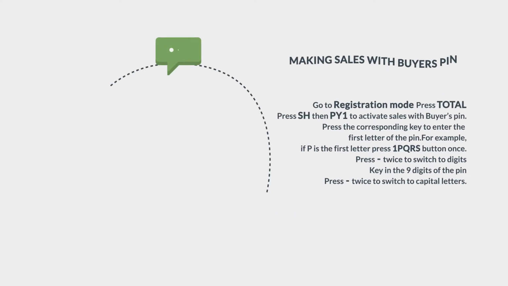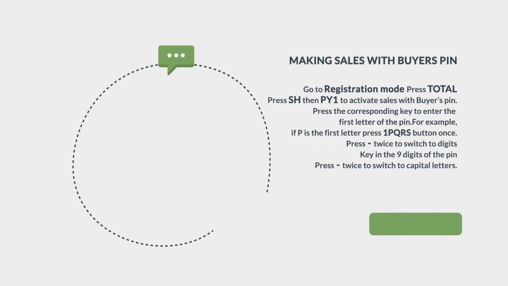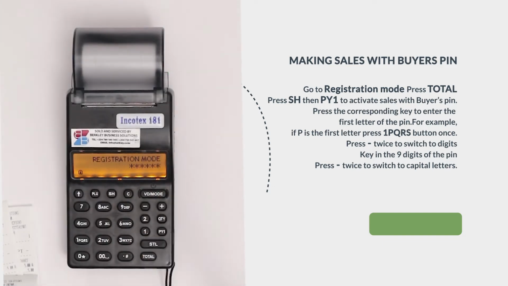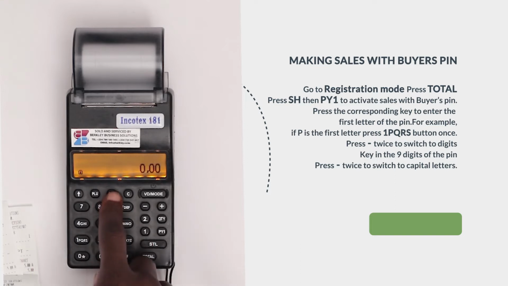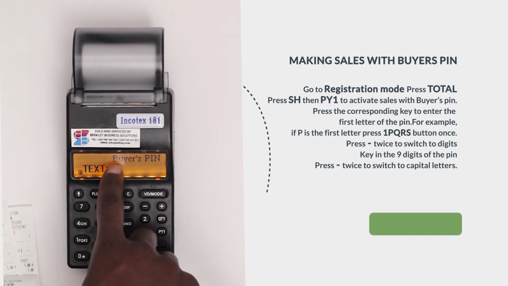Making sales with the buyer's PIN. Note, the operator must key in the buyer's PIN with VAT obligation during this procedure. If not sure, kindly check with the iTax PIN checker and confirm status. Go to registration mode. Press total. Press SH then PY1 to activate sales with the buyer's PIN.